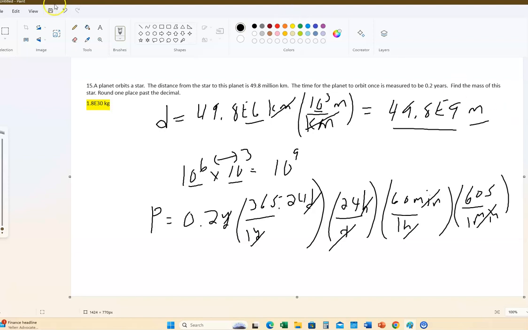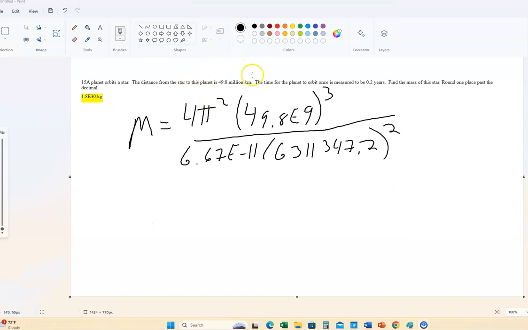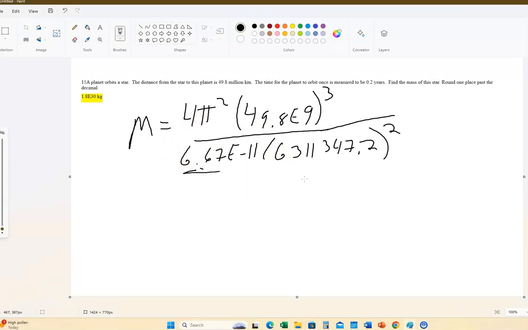Now I'm ready to use the modified version of Kepler's third law. I've got the period in seconds and the distance in meters, so I'm going to plug those things in. There's the modified version of Kepler's third law, which I wrote all out. We just calculated the distance in meters. We've got to cube that, then multiply by 4 pi squared, divide by big G, the universal gravitational constant, and then divide by the period in seconds squared. I've already got that number stored in my calculator.